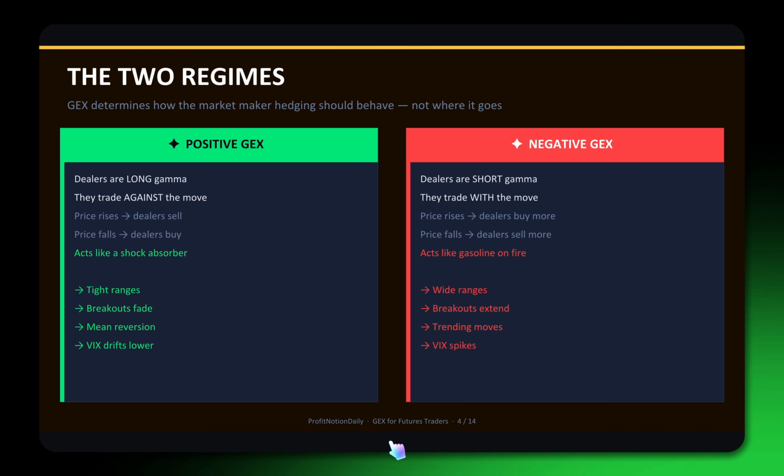Essentially, from my perspective, when I'm in a positive GEX mode, I have shorter profit targets from a scalping perspective. I have longer profit targets in a negative GEX perspective.